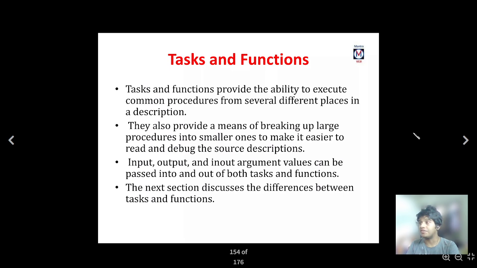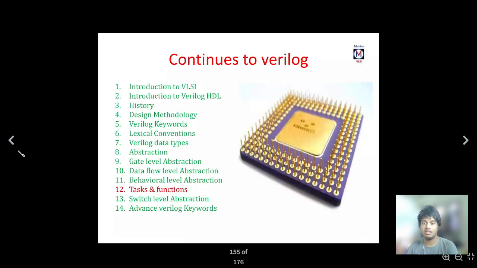Then after that we have tasks and functions. Tasks and functions provide the ability to use common procedures in several places in the description, and also provide a means of breaking a large procedure into smaller ones to make it easier to read and debug the source description. Input, output, and inout arguments can be passed to both tasks and functions. The next sections will describe the differences between tasks and functions.